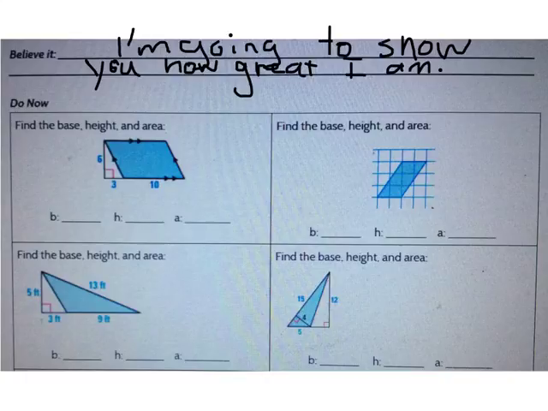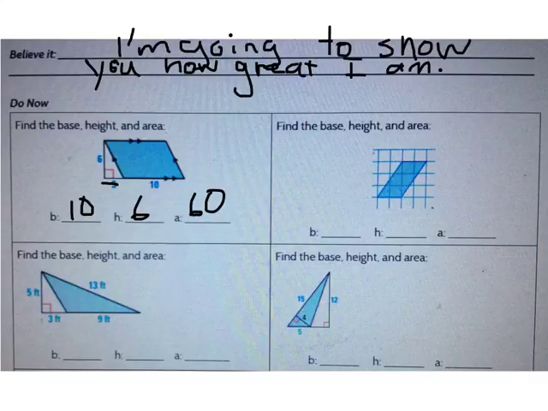Find the base, height, and area of the first parallelogram. What's the base? The base is 10. The 3 is there just to distract you. It's not even a part of the parallelogram. What's the height? It's 6. So if the base is 10 and the height is 6, what's the area? The area is 60 square units.